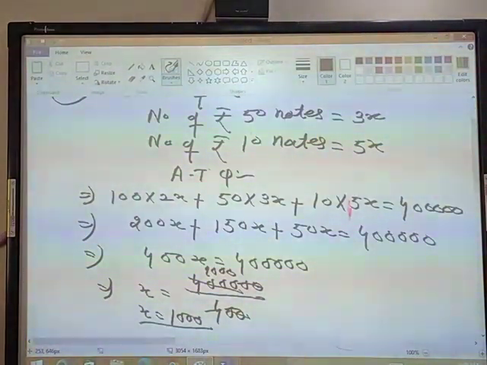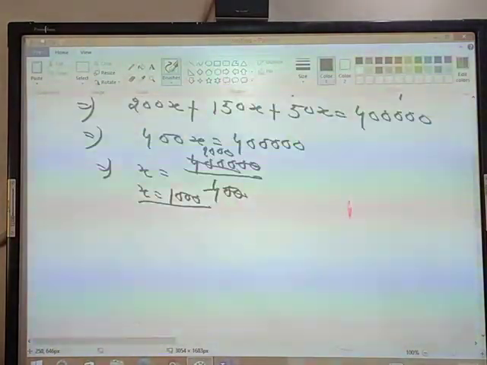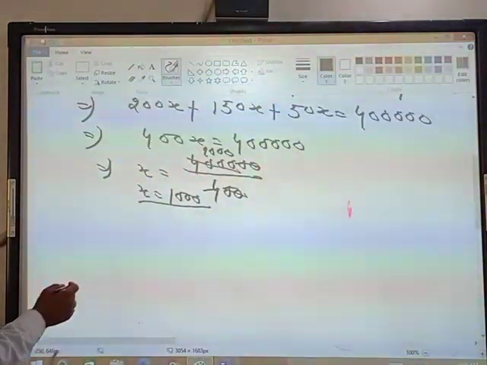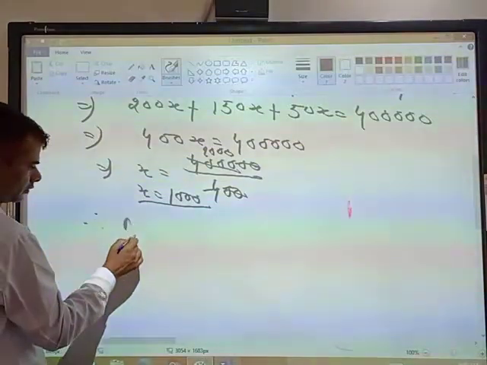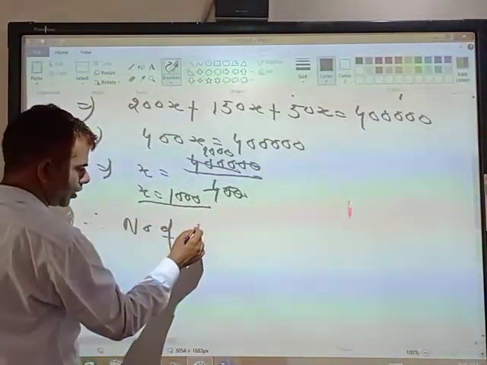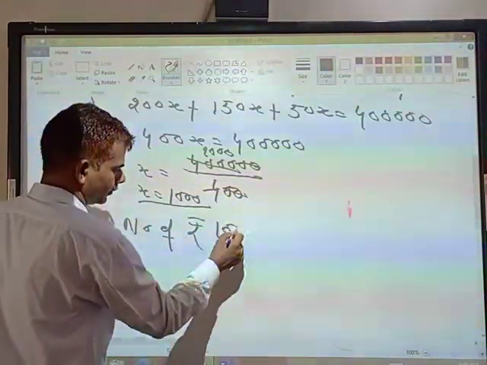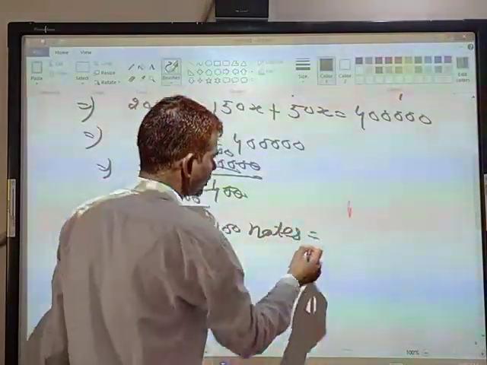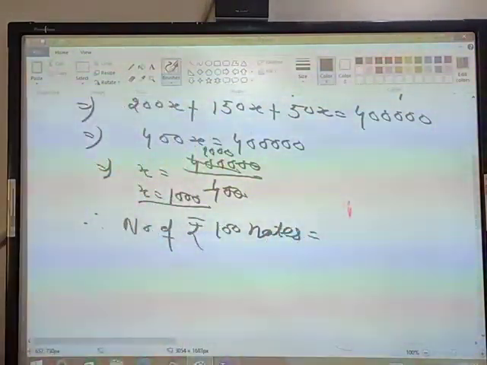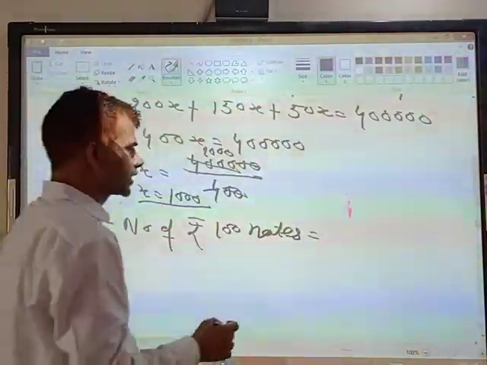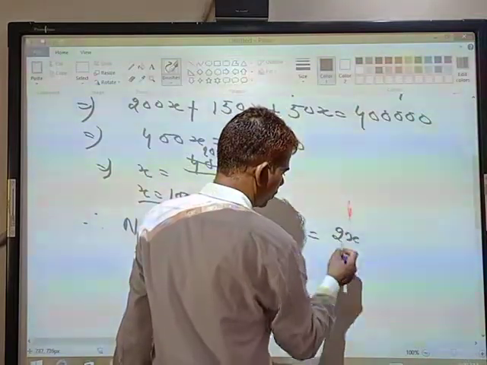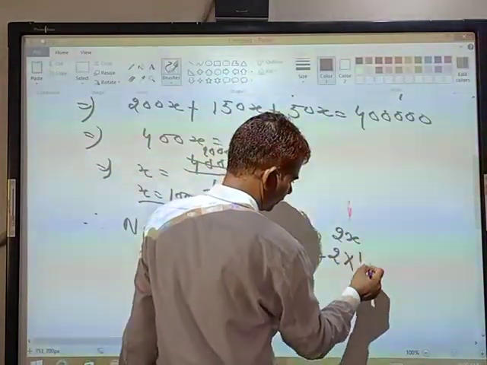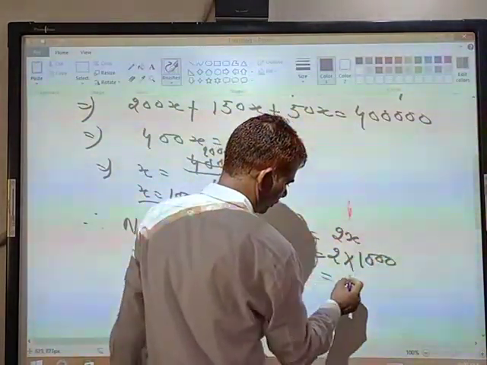Yes, please tell me that the number of 100 rupees notes will be 2 into x, which is 2 into 1000. That is your, sir, 2000. 2x means 2 into 1000, 2000.